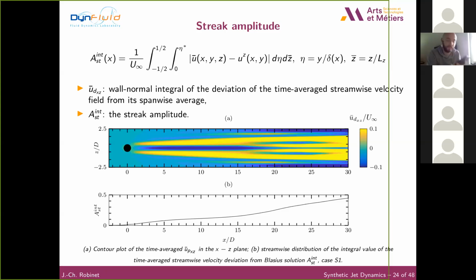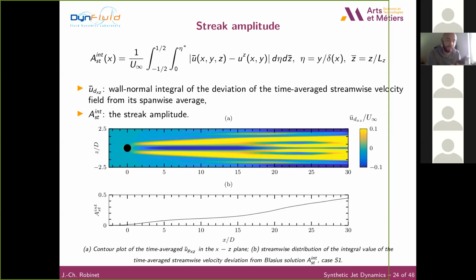These streaks evolve and spread in the spanwise direction. The intensity of the streaks, characterized by this quantity, evolves monotonically until a value of 0.5, typically 0.5 of the free stream velocity. In fact, it's very intense. It's for this reason we have a strong interaction between the streaks and the vortical structure.